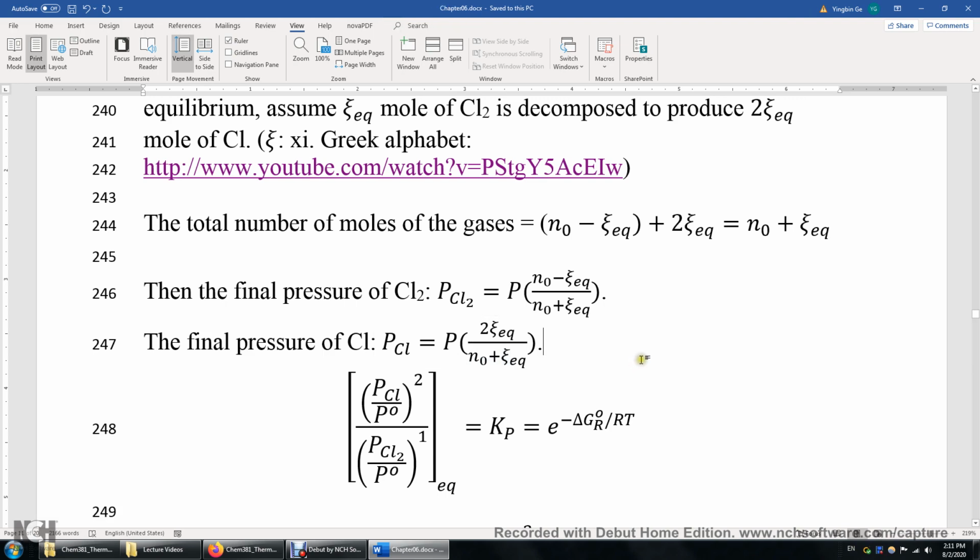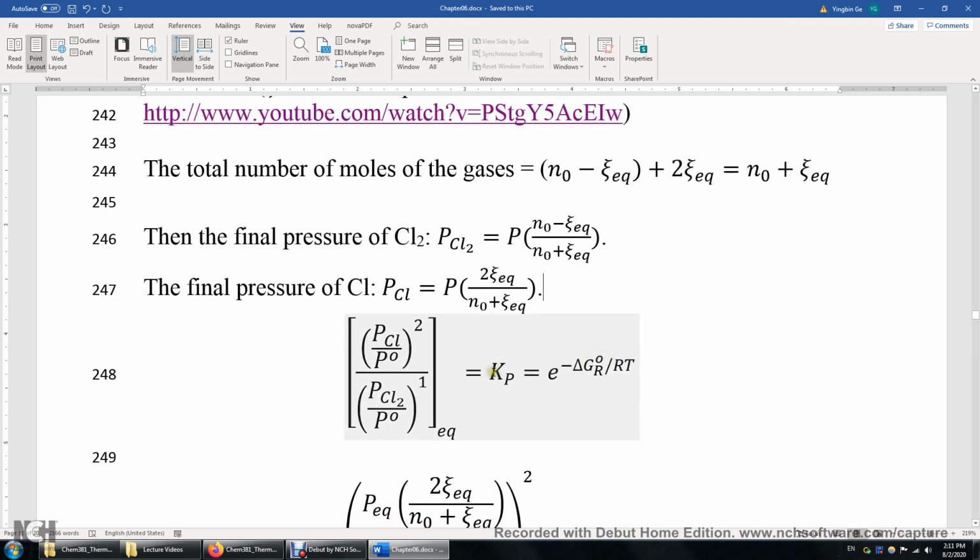And then assume we know the equilibrium constant. How do we get this? Well, if somehow we can look up the Gibbs energy of formation of Cl2 and Cl, we can use this equation to compute the equilibrium constant at temperature T. So if we have this equilibrium constant K sub P, we can use this equation to compute the partial pressure of Cl and Cl2.